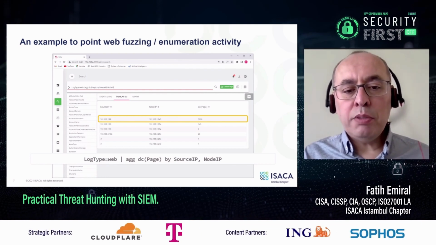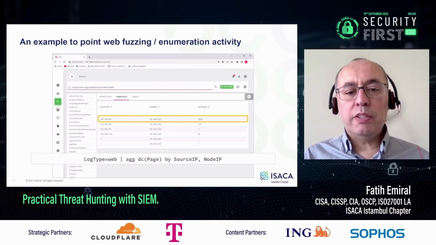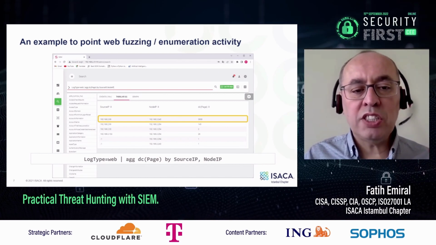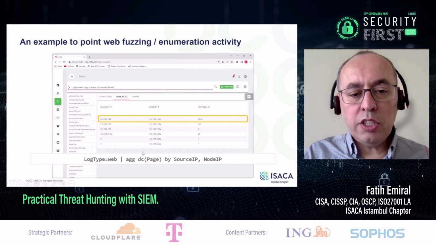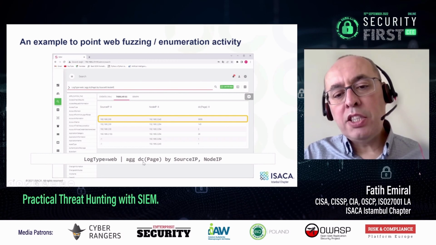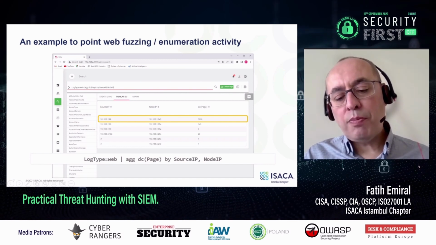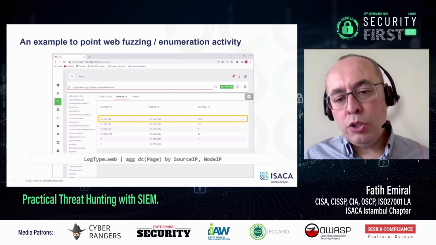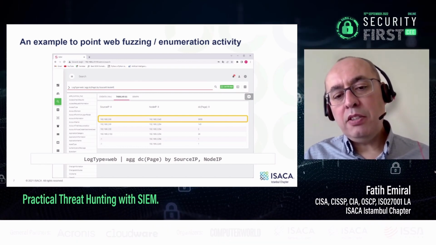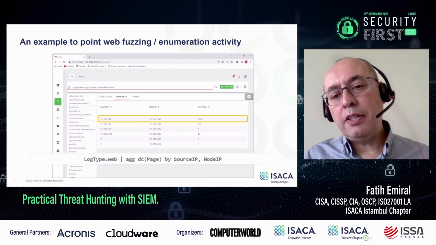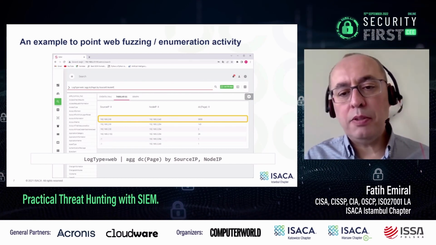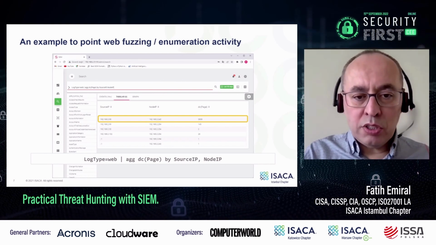Here we are using a very powerful feature of the analytical search capability of our SIEM tool, which is distinct count. You can see it here, DC, which stands for distinct count. This means that I'm looking for a node IP, which is the server, and source IP pair with the highest number of distinct count page requests. I will try to elaborate on this a bit more.